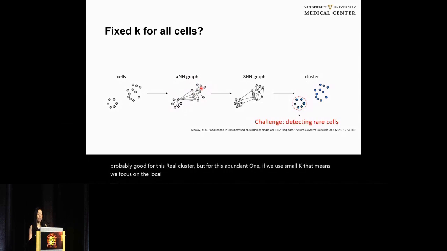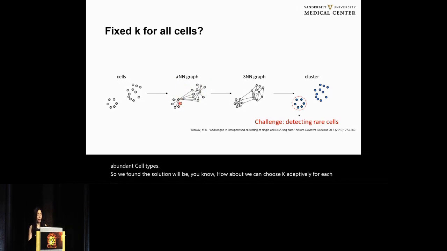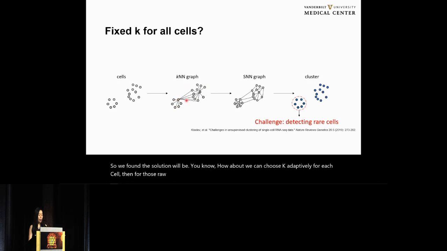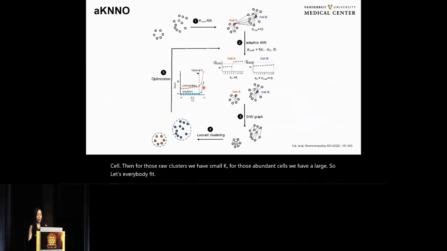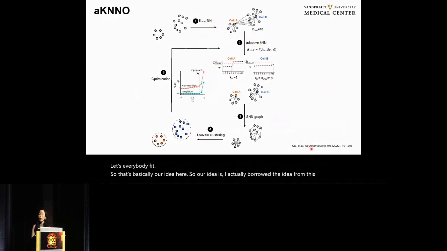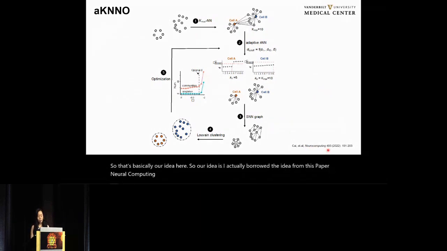Then that means will lead to the over clustering of these abundant cell types. So we found the solution will be, how about we choose k adaptively for each cell. Then for those real clusters, we have a small k. For those abundant cells, we have a large k, so that's everybody fit. So that's basically our idea here. I actually borrowed the idea from this paper, Neural Computing, from 2022.